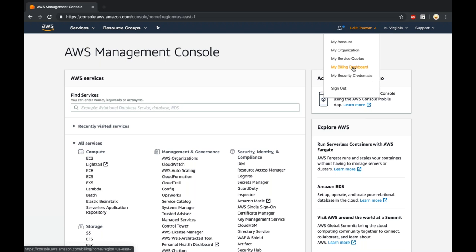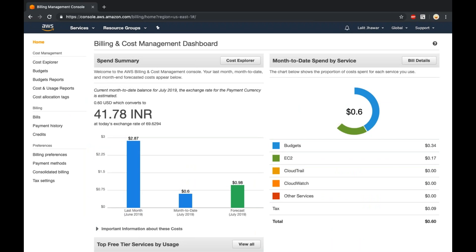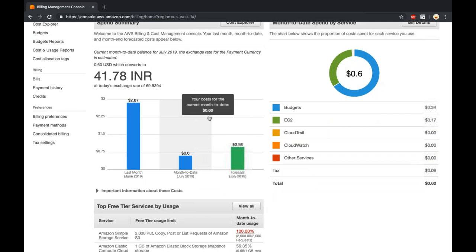Now there is a service called My Billing Dashboard. A billing dashboard will give you the consumption that you have made apart from your free tier, that exceeded your free tier and has cost you. So whatever the consumption that you do, whatever the cost will affect your system, you will find it in the billing dashboard.